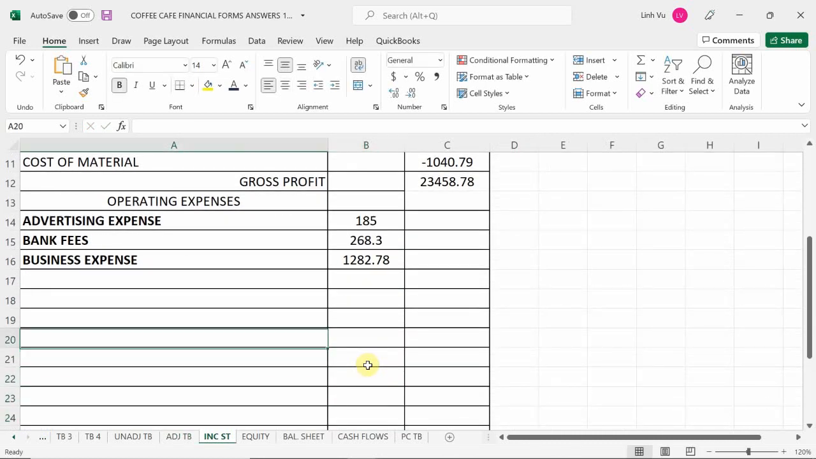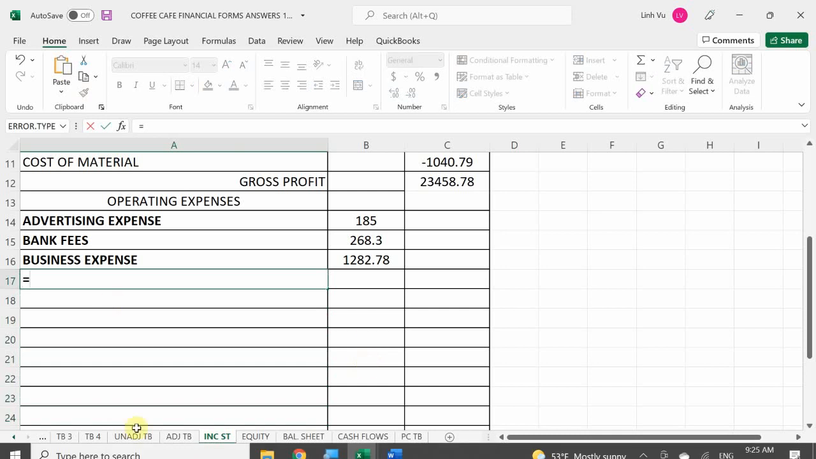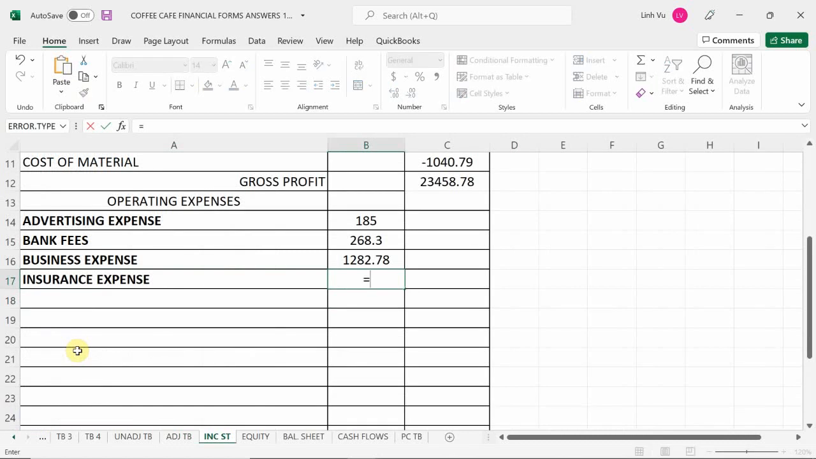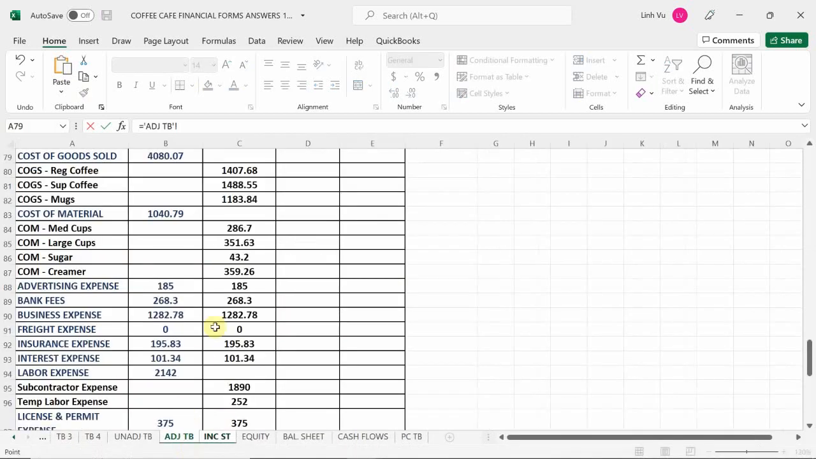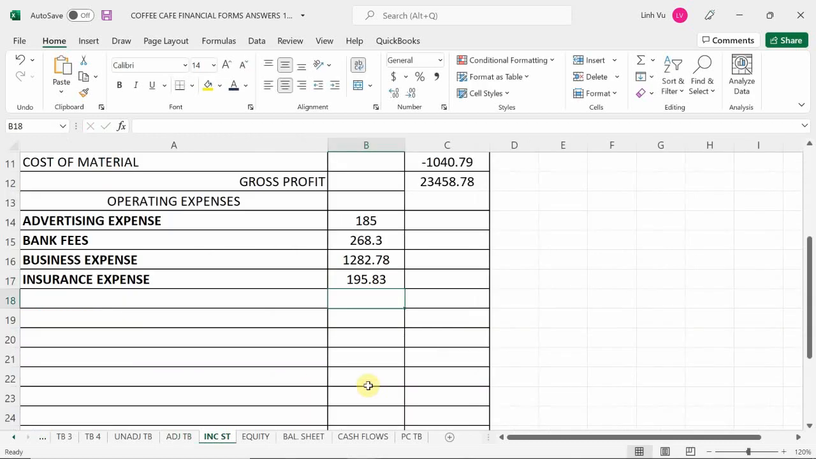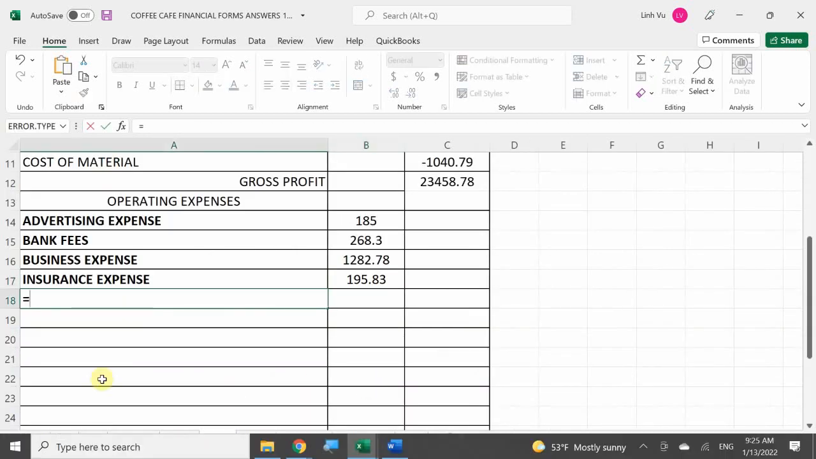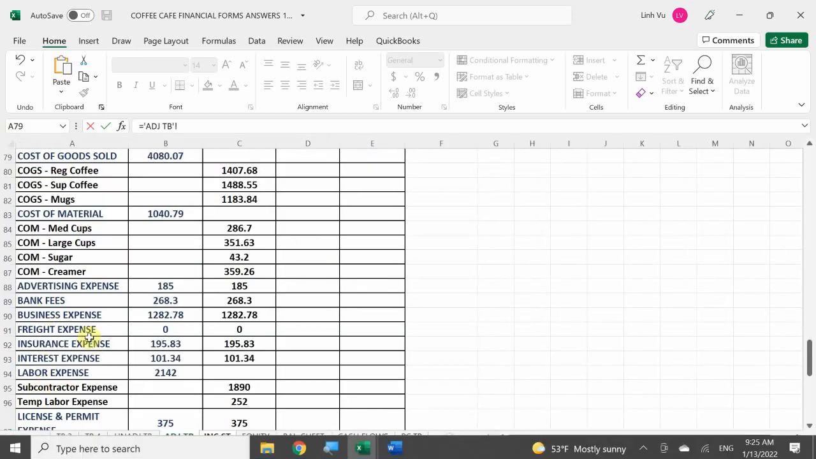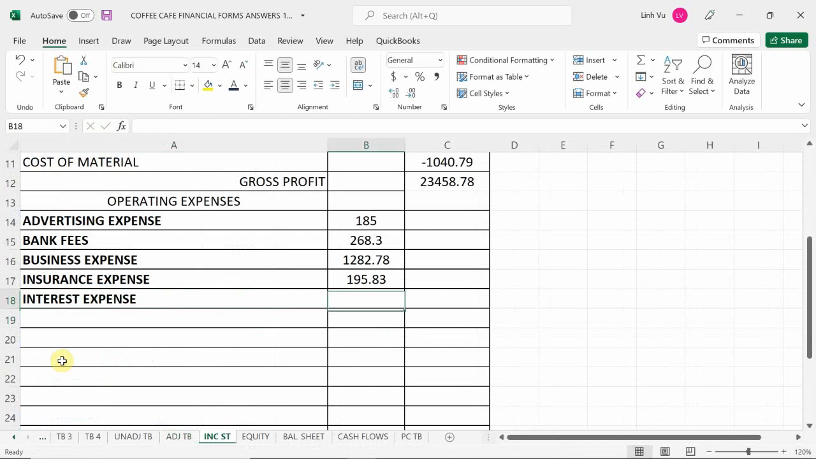Okay. Next thing that's on here. Okay, so we have business expense; freight expense is 0, so you don't need to include it. Next one we have here is insurance expense for 195.83. Then we have interest expense for 101.34.